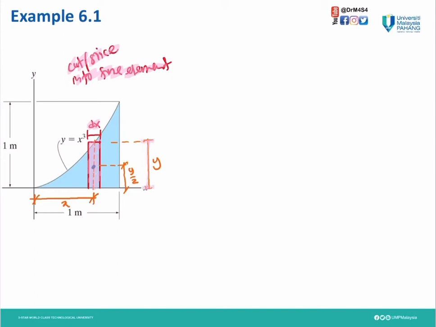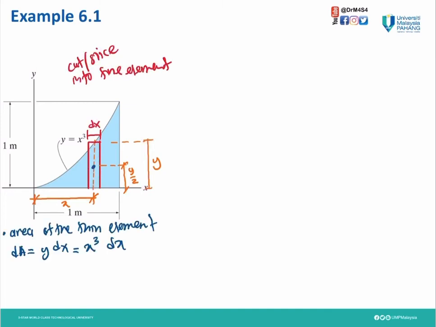So for this fine element, where is the centroid for the pink area? We can call this a rectangular element. So the centroid is here, where we can know the location from the x-axis is x, while for y is y divided by 2. So this is the centroid for this small, fine rectangular element.